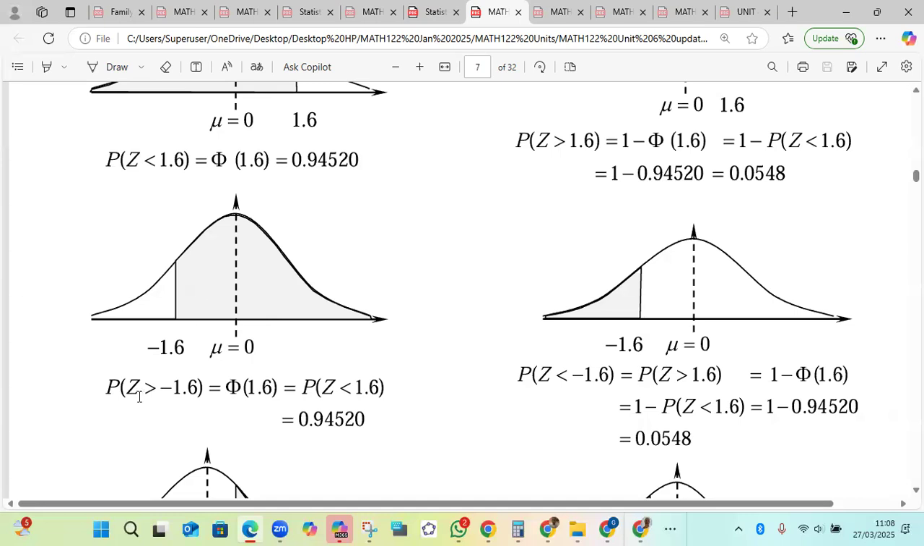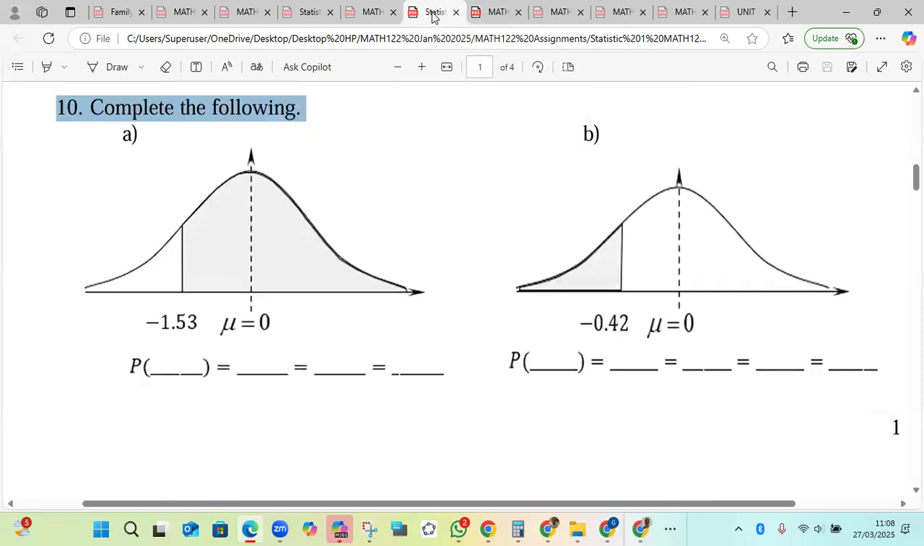So the P of Z more than or equal to negative 1.6 is the same as phi of 1.6, and you just have to get the probability of Z less than 1.6, and you can easily get that in the table. So I hope this helps you.